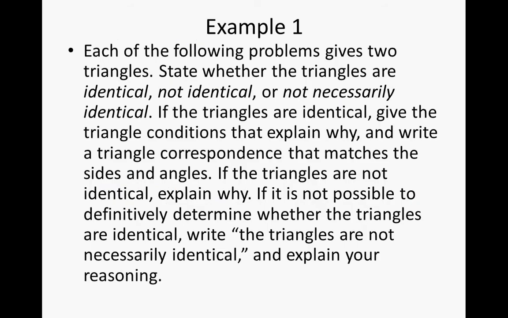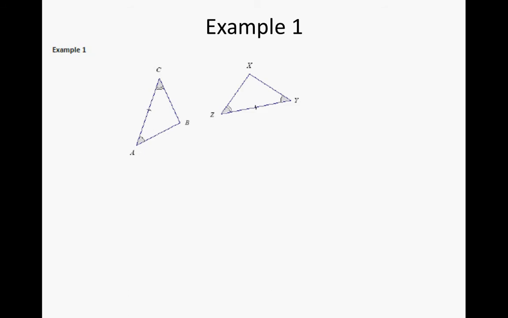Alright, for example 1, each of the following problems gives 2 triangles. State whether the triangles are identical, not identical, or not necessarily identical. If the triangles are identical, give the triangle conditions that explain why, and write the triangle correspondence that matches the sides and angles. If the triangles are not identical, explain why. If it is not possible to definitively determine whether the triangles are identical, write the triangles are not necessarily identical and explain your reasoning. So let's start with an example.